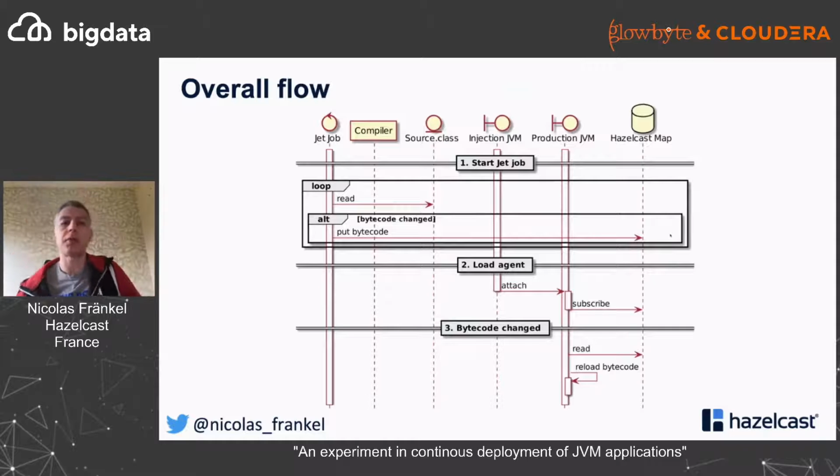Perhaps it's easier to see the flow. So I have this production JVM already running. I start my Jet job that loops over and checks whether the source classes have been changed or not. If it has been changed, then I will put the bytecode into the Hazelcast IMap. And then I will start the injection JVM that will attach itself to the production JVM. And because of the agents that I mentioned before, now my app will subscribe to change events from the map. And so as soon as there is a change, it will read the value and it will reload the bytecodes.